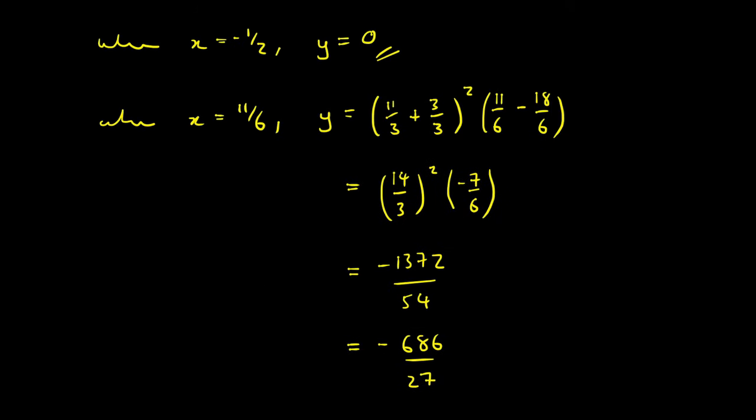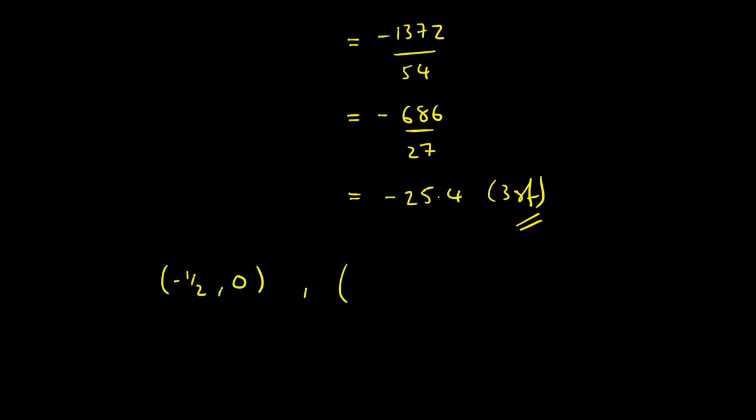11 upon 6? 11 upon 6, comma, negative 686 upon 27. And what I'm going to do is double check that against the mark scheme, make sure that I'm all right. So negative half, 0; 11 upon 6, and negative 686 upon 27. All right, we're good so far.